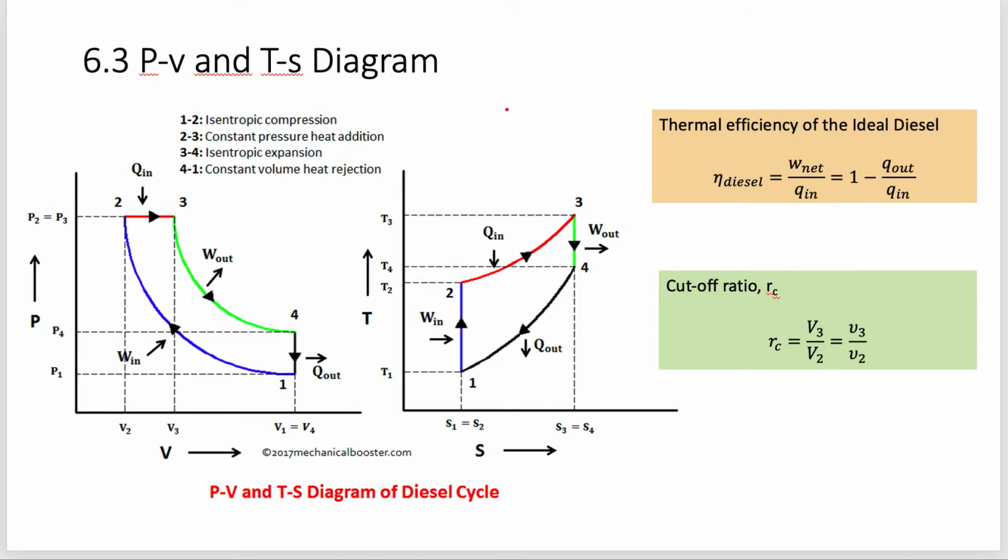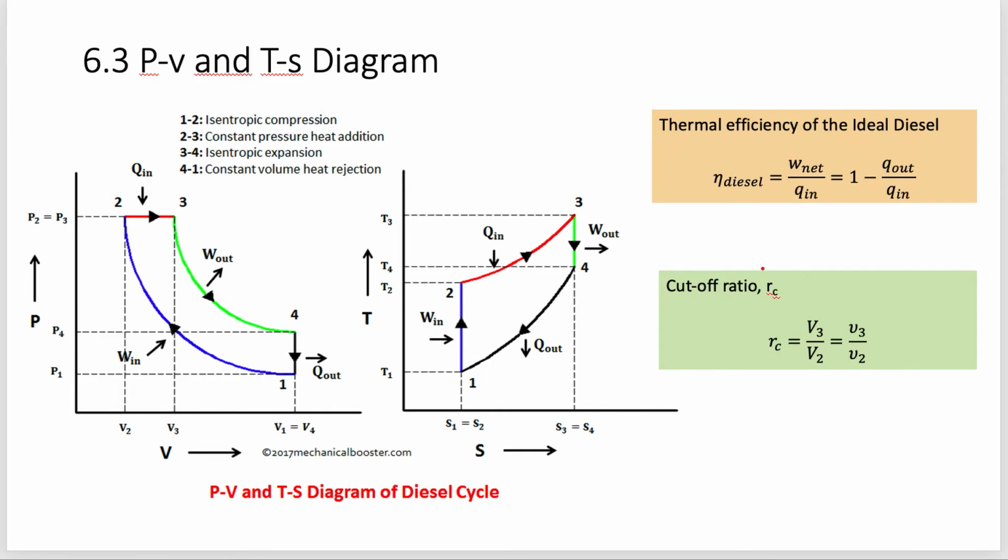Okay, so to find the thermal efficiency of the ideal diesel cycle, it is the same as the Otto cycle, where thermal efficiency is W net over Q in. Since there is no turbine or compressor here, we can say that W net is Q in minus Q out. Then this formula can be reduced to 1 minus Q out over Q in.